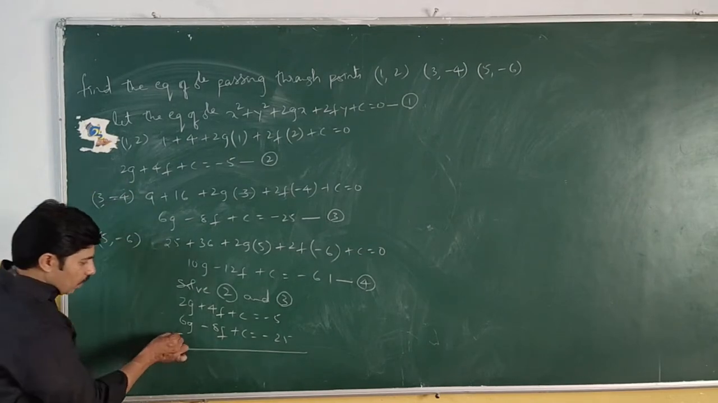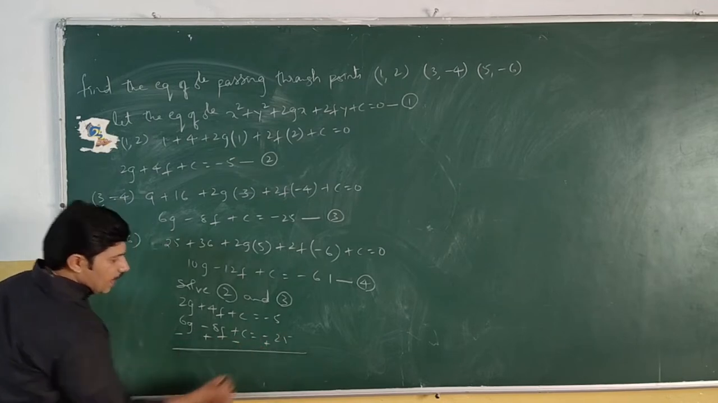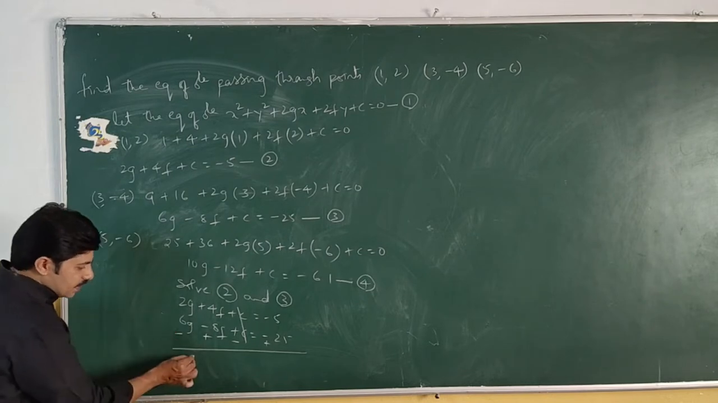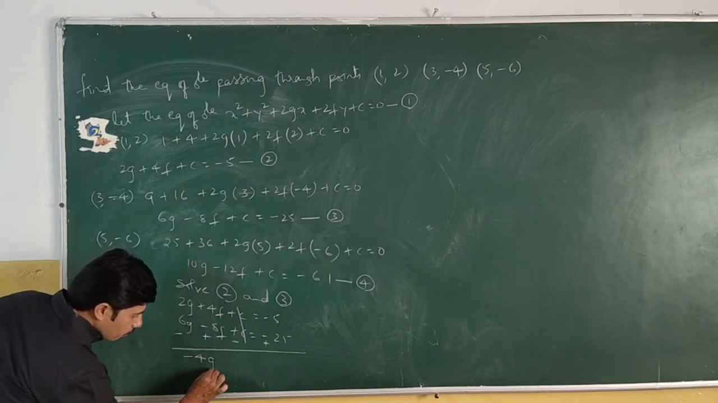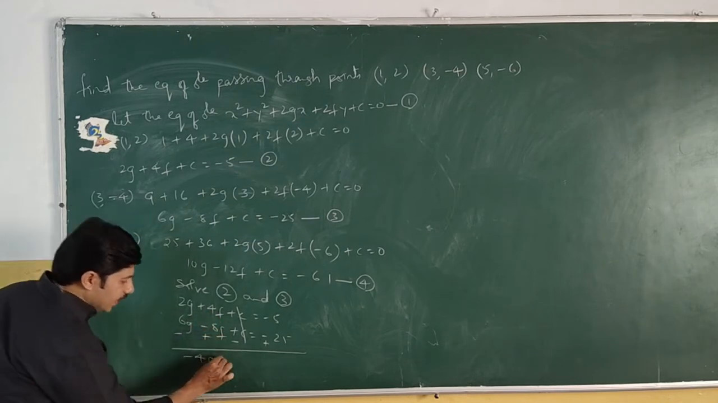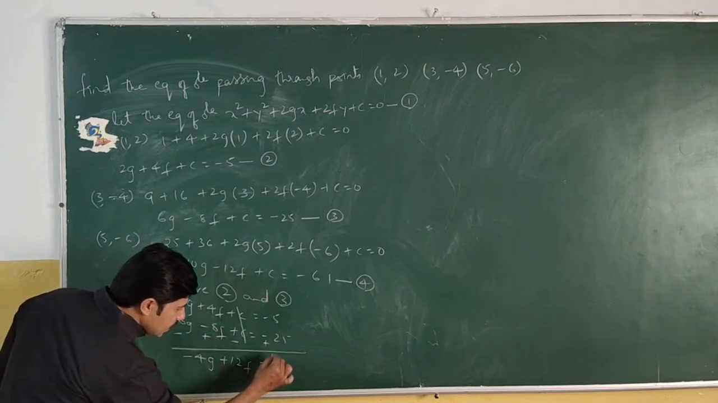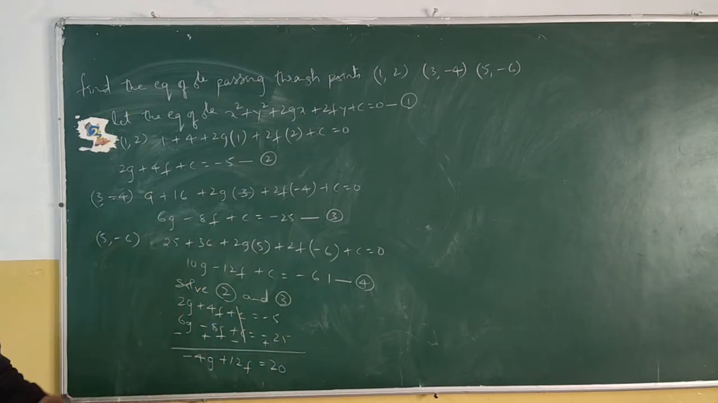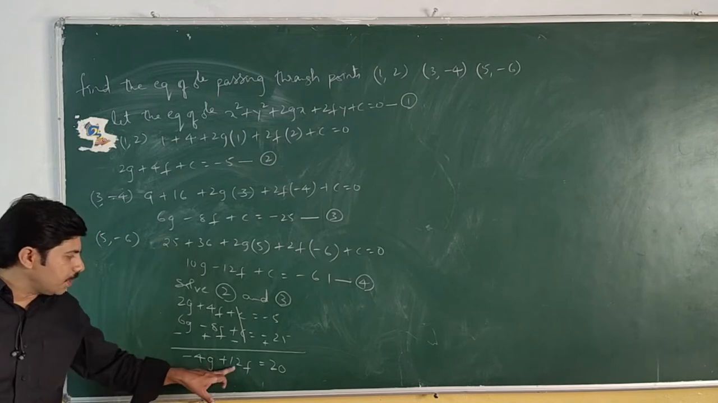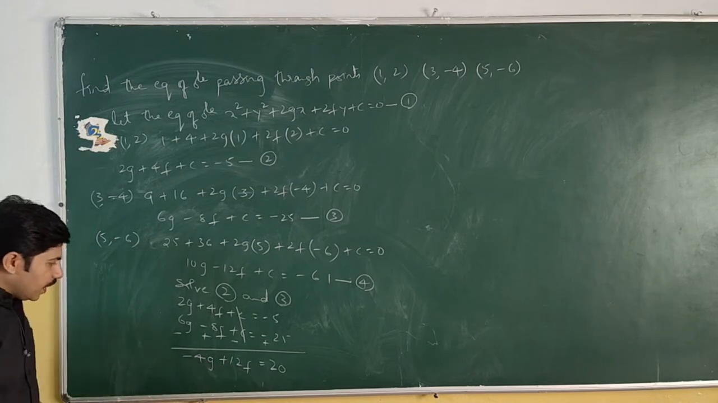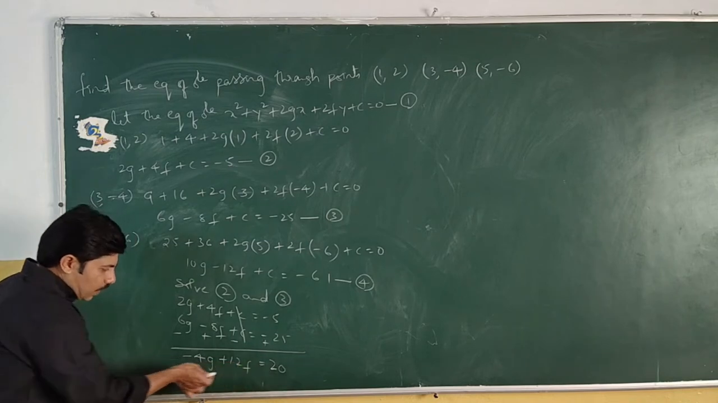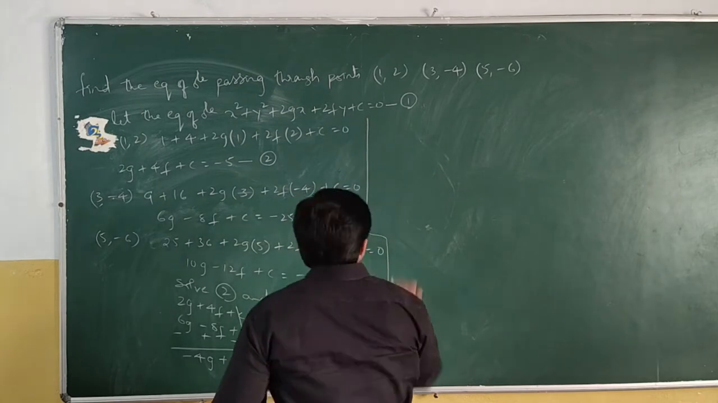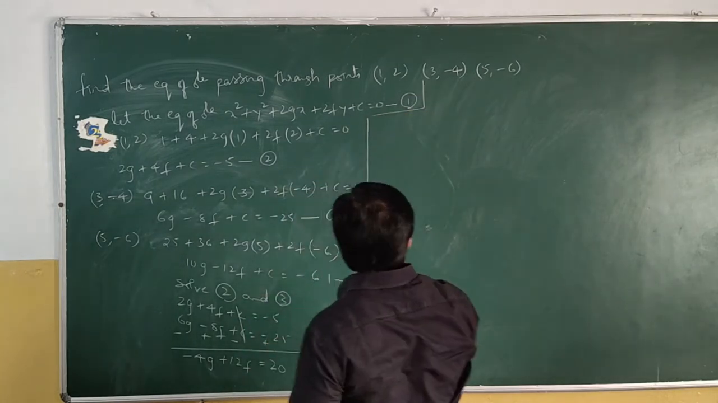When we solve, what we have to do? We have to eliminate any one of the variables. So here c is getting eliminated. 2g minus 6g is -4g. 4f plus 8f is 12f, equal to -5 plus 25, which is 20. So the equation we got is -4g + 12f = 20. We can take 4 common throughout the equation.